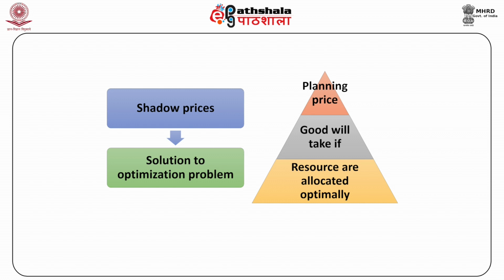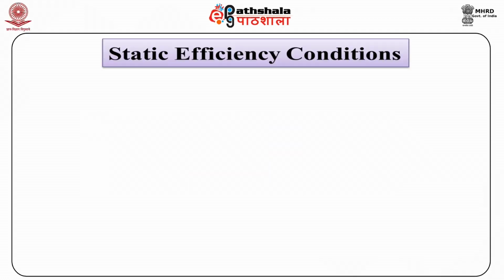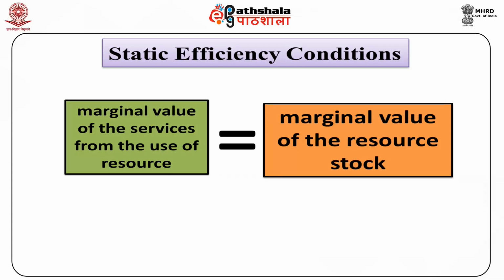A shadow price is the price that emerges as a solution to an optimization problem. Alternatively, it is an implicit or planning price that a productive input, in this case, will take if resources are allocated optimally over time. The shadow prices are expressed in terms of utils and not in terms of consumption or income. Static efficiency requires that the marginal value of the services from the use of the resource should be equal to the marginal value of the resource stock.